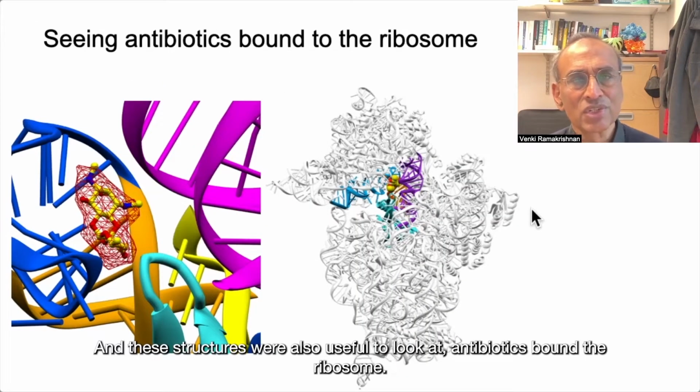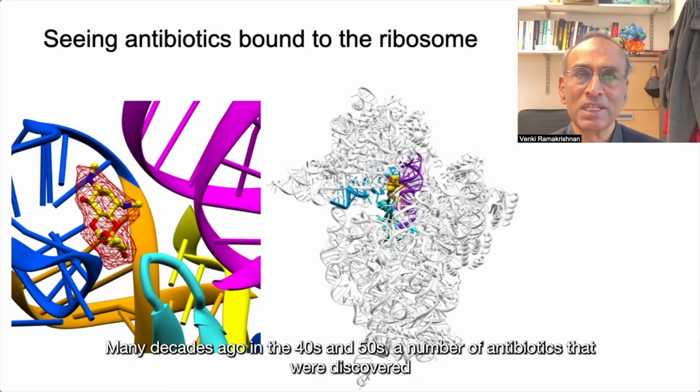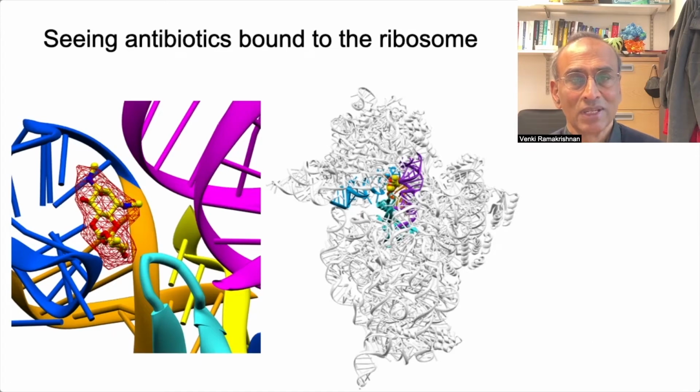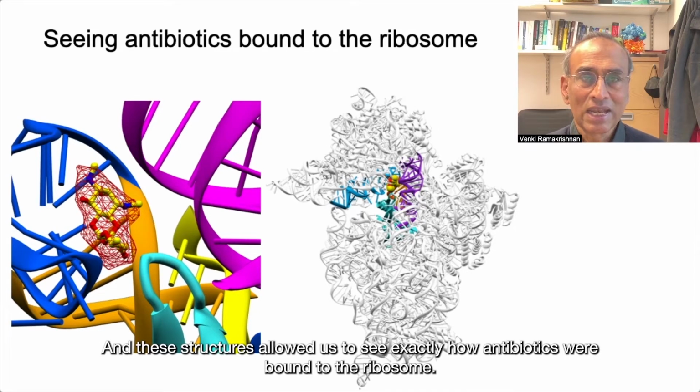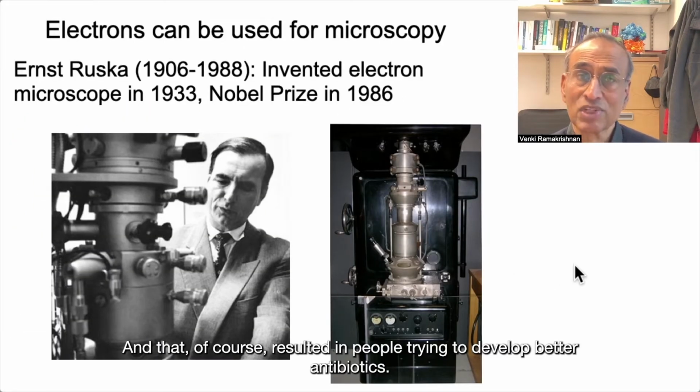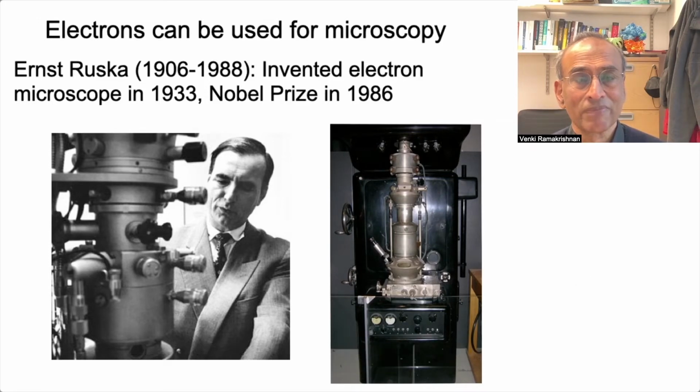And these structures were also useful to look at antibiotics bound to the ribosome. Many decades ago, in the 40s and 50s, a number of antibiotics that were discovered were shown to work by blocking bacterial ribosomes, but not human ribosomes. And these structures allowed us to see exactly how antibiotics were bound to the ribosome. And that, of course, resulted in people trying to develop better antibiotics.